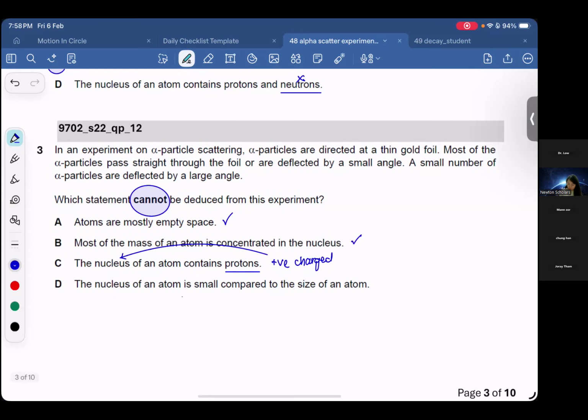Okay, the nucleus of the atom is very small compared to the size of the atom, yes. So this is the size of the atom, this is the nucleus. It's very small, yes. So answer C. We can know that it deflected because the nucleus has the same type of charge as alpha, which is positively charged.